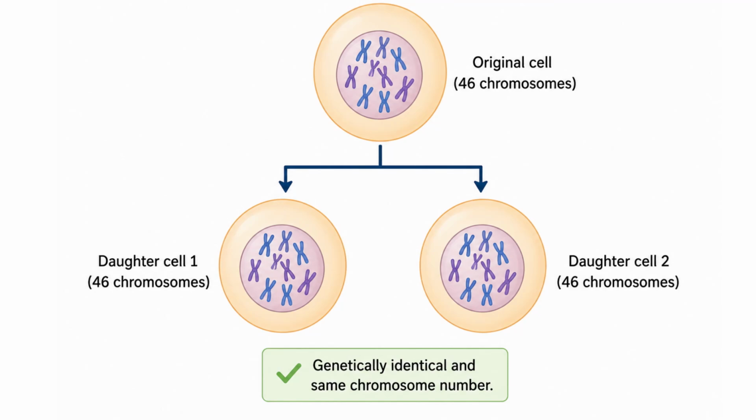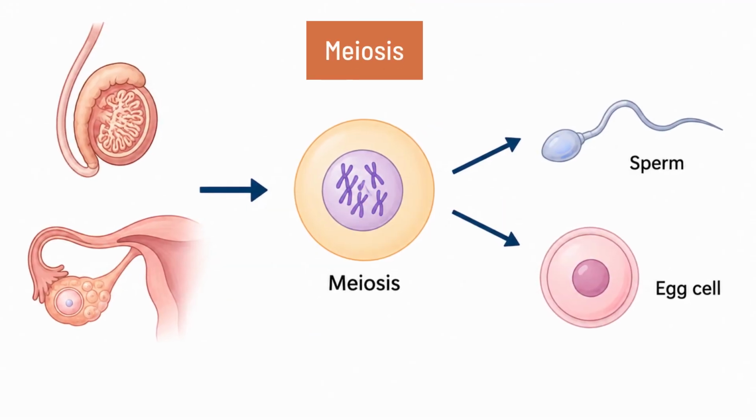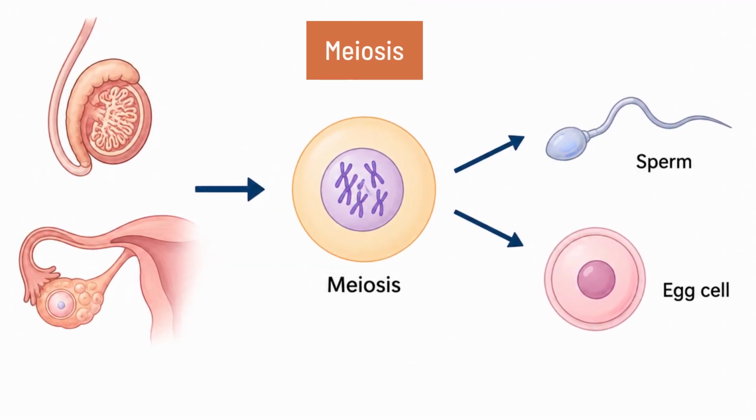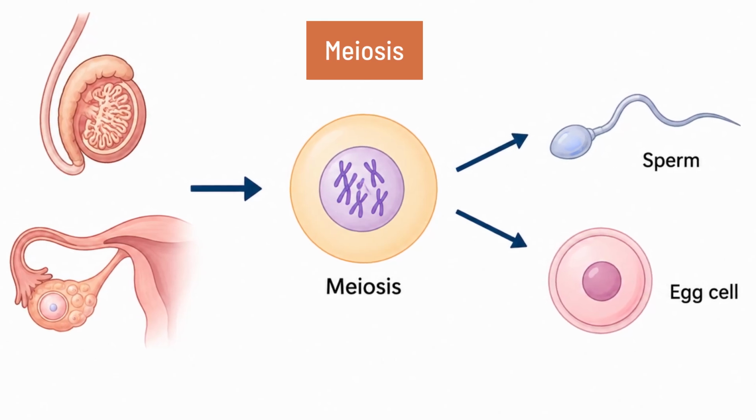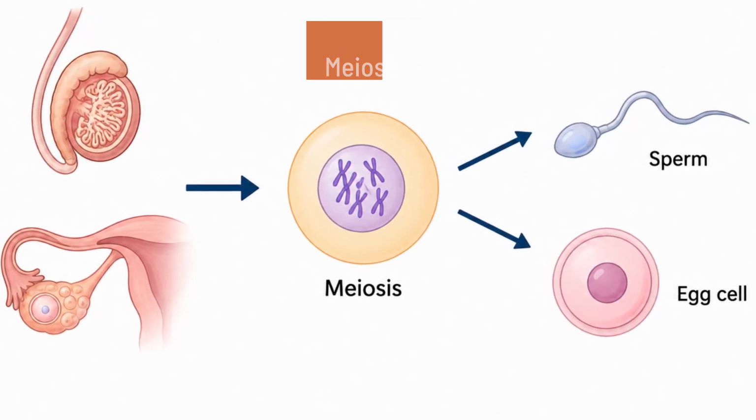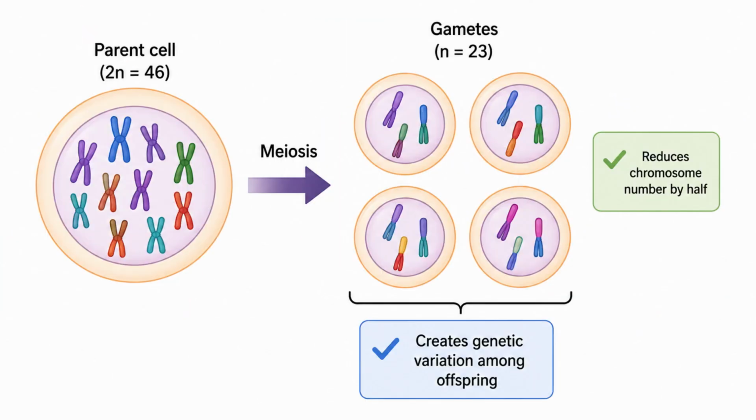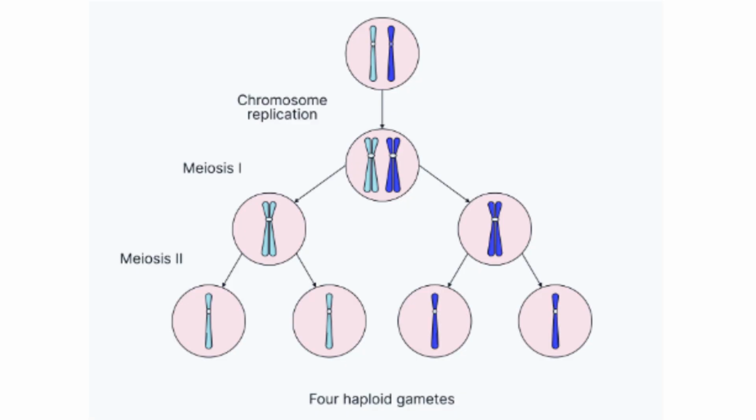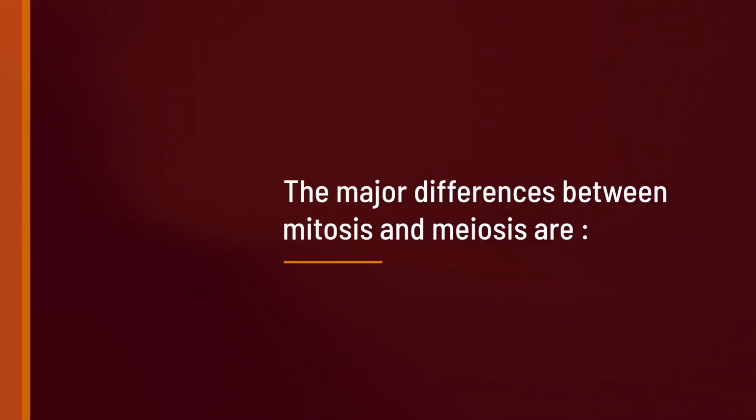46 chromosomes in humans. Meiosis is a specialized form of cell division that occurs in reproductive organs to produce gametes: sperm and egg cells. Unlike mitosis, meiosis reduces the chromosome number by half and creates genetic variation among offspring. A diploid cell containing two sets of chromosomes undergoes two successive divisions, meiosis 1 and meiosis 2, to produce four genetically different haploid cells. The major differences between mitosis and meiosis are significant.